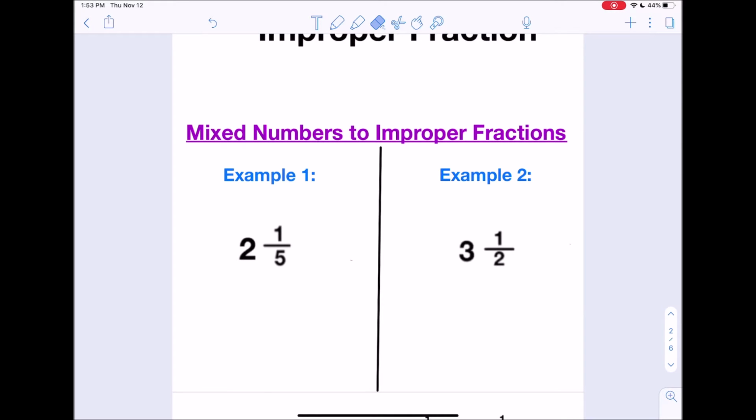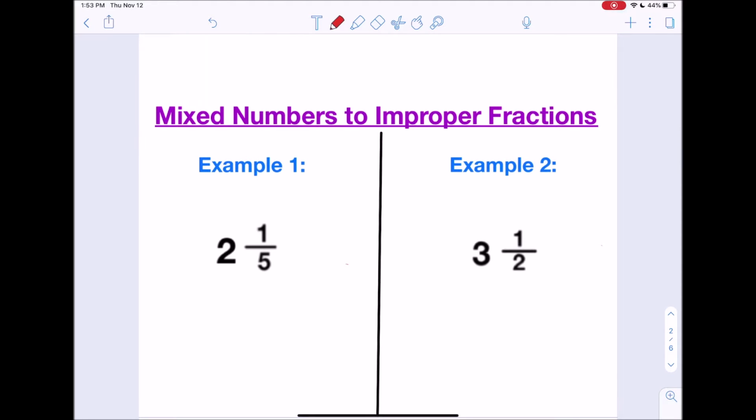So if we want to look at changing the mixed numbers to improper fractions, the first thing we need to do is remember how to change a mixed number into an improper fraction. So here we go. We have two examples, 2 1/5 and 3 1/2. The way it works is you multiply the denominator times the whole number, and then when you have that answer, you then add the numerator. Okay, it's like going counterclockwise in a circle. Your denominator will stay the same. So 5 will stay on the bottom.